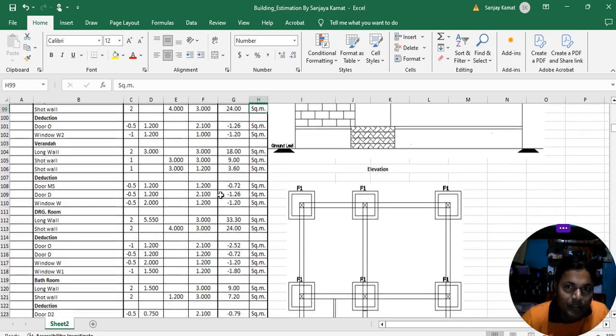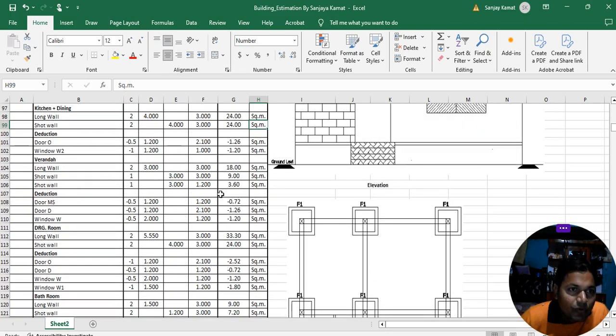Where were we here? We were deducting W2, and to deduct W2, we will take the number minus 1.